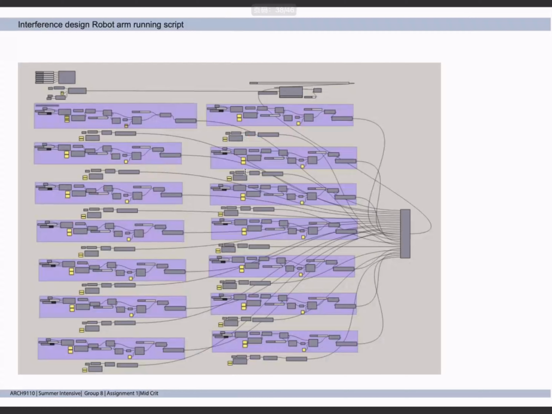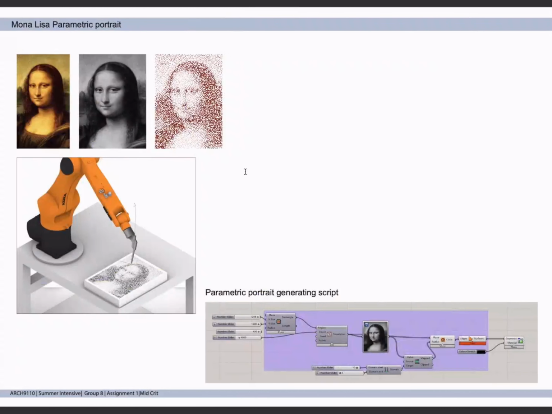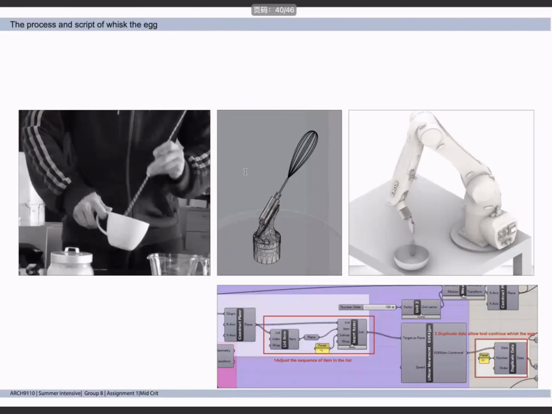This is the script. This is the Mona Lisa's parametric design. It adapts a cluster of points in different radii to the brightness of the portrait. The robotic arm can follow the trace of the circles to form the picture. This is the process and the script of whisking the egg and some key scripts.